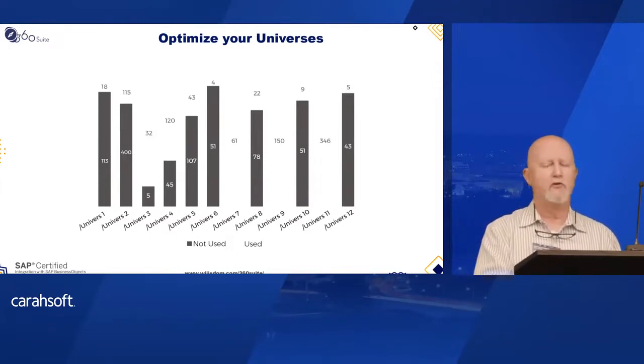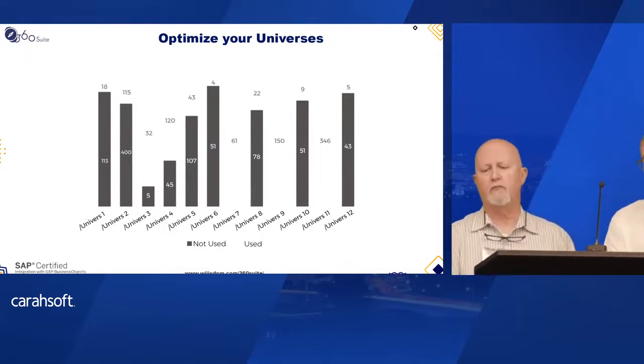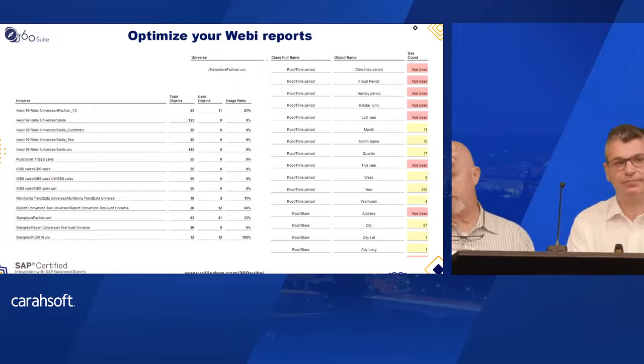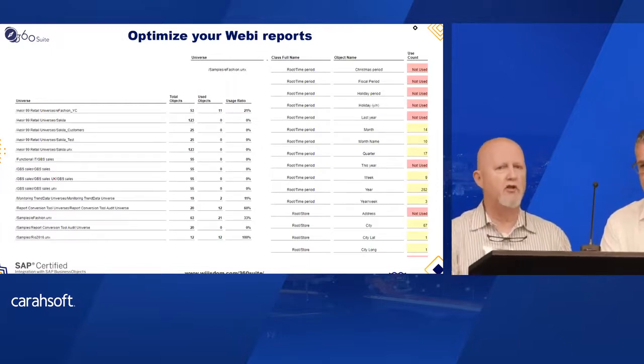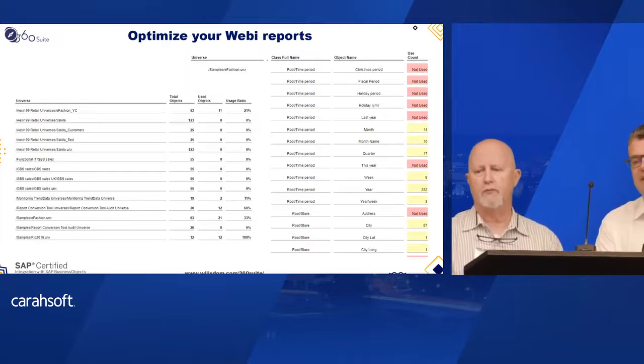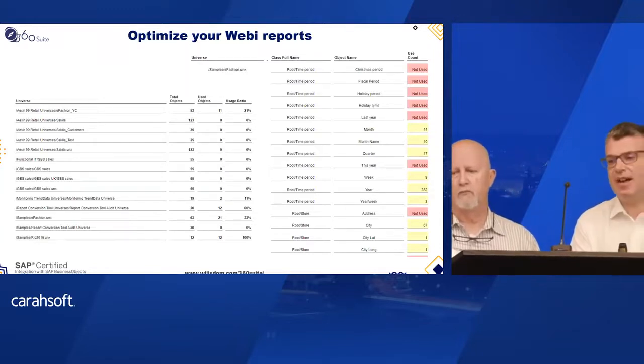And here's an example of objects used and not used in universes. We see which ones are candidates for cleanup. And again, clean what you're not using. That's critical. Again, same thing here. So different display of objects used and not used from universes. And you can even see the amount of how much it was used.